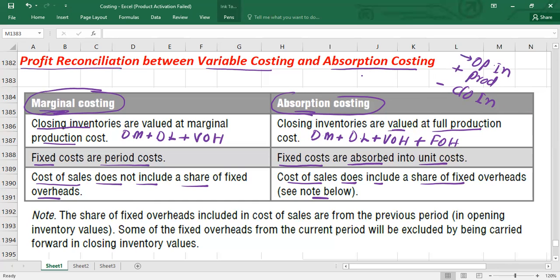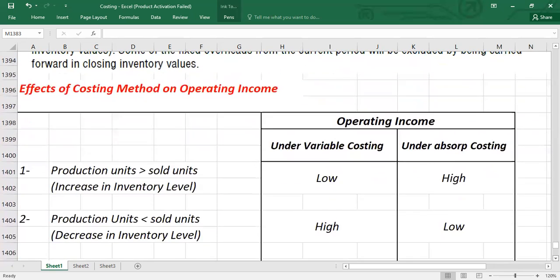For example, if this is your year one, let's say this is your year two, some of the fixed cost which were part of closing inventory in the last period will be brought forward into the current period. And second point is, some of the fixed cost of the current period, which is part of closing inventory, will be carried forward from the current period to the next accounting period. Okay guys, so this is the main difference. It's the fixed cost, and we will see how to reconcile the profit. This is just an overview.